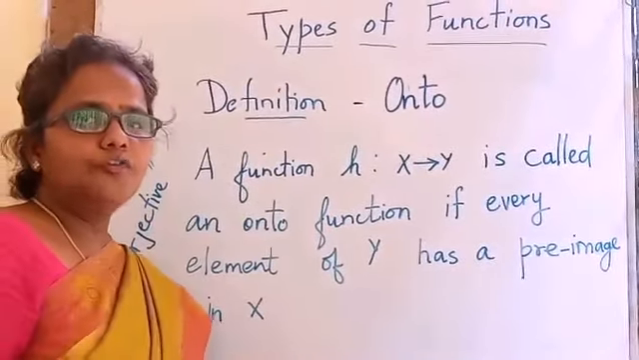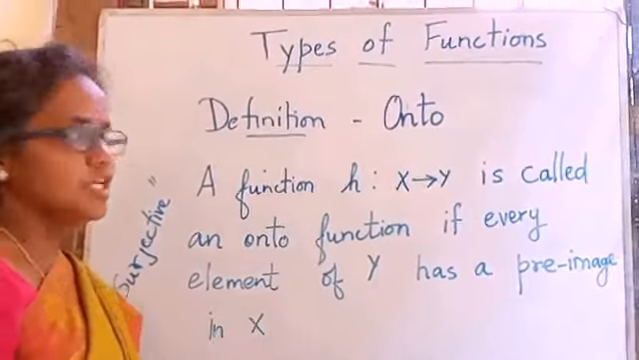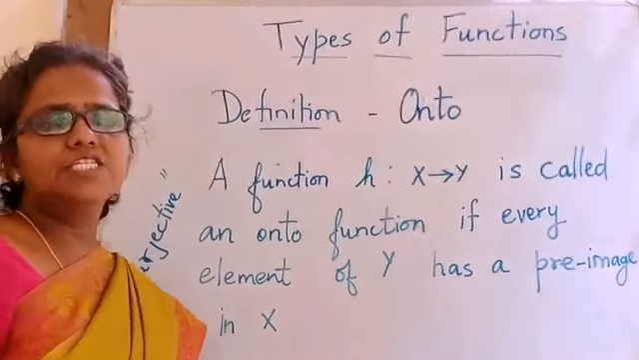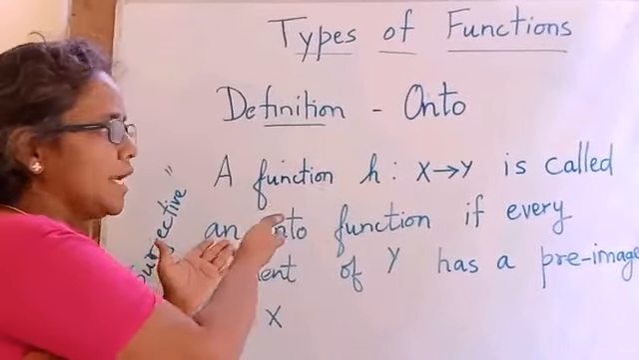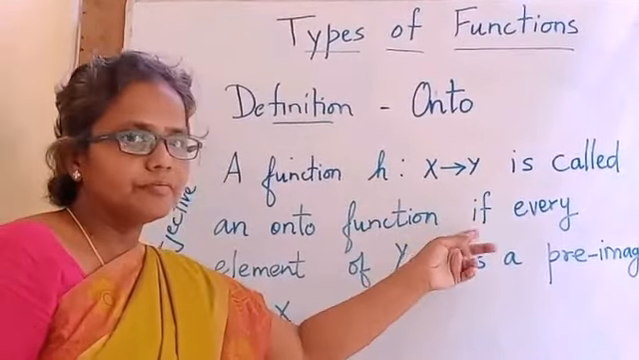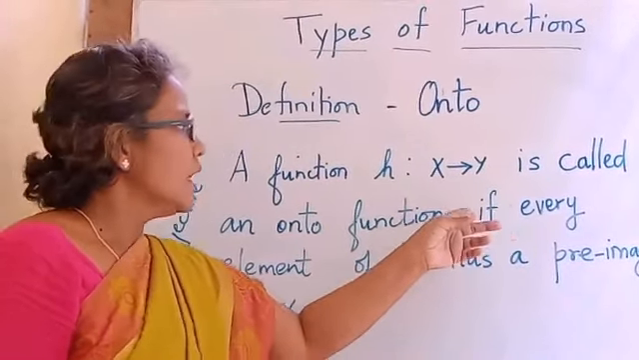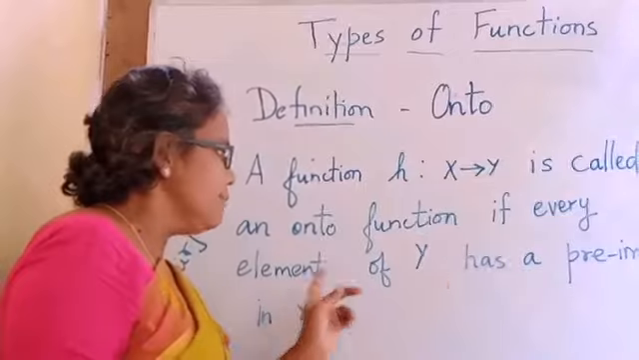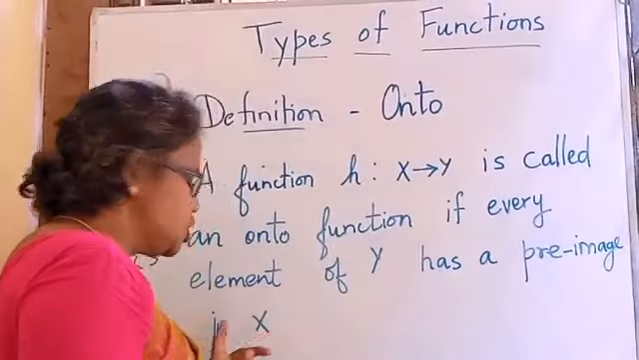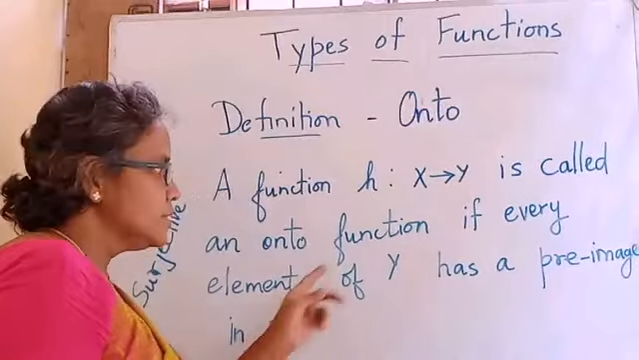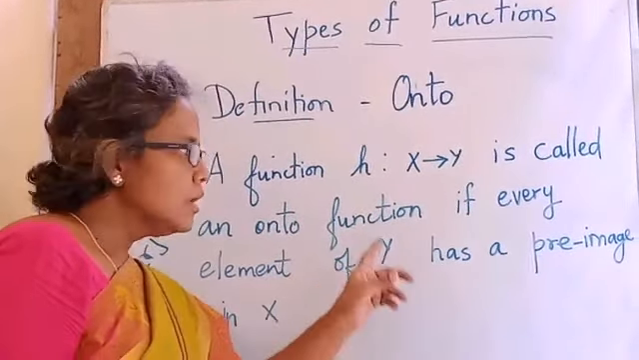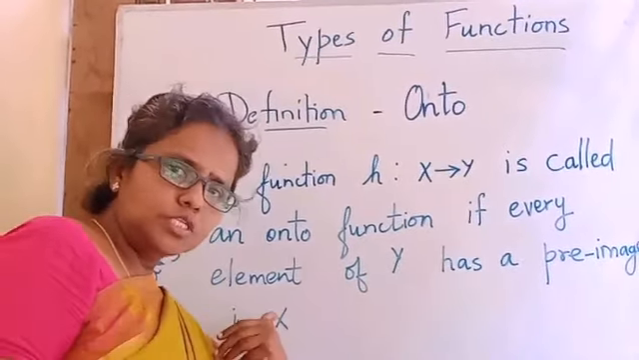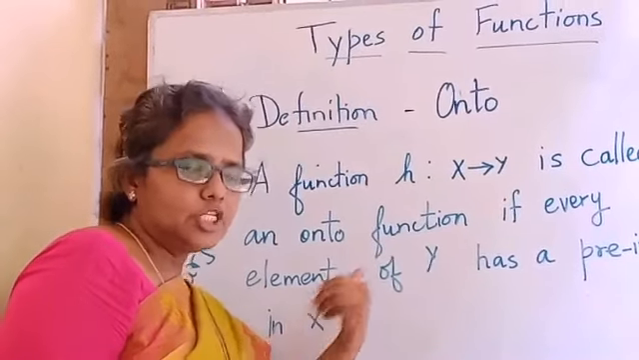So let's define an onto function based on the codomain. What is an onto function? It might otherwise be called a surjective function. A function h which has a mapping from X to Y is called an onto function if, and be very careful about this, every element of Y has a pre-image in X. Y is the codomain, X is the domain. So what do you understand from this definition? No element in the codomain should be left without a pre-image in the domain. I'll show you an example for this.